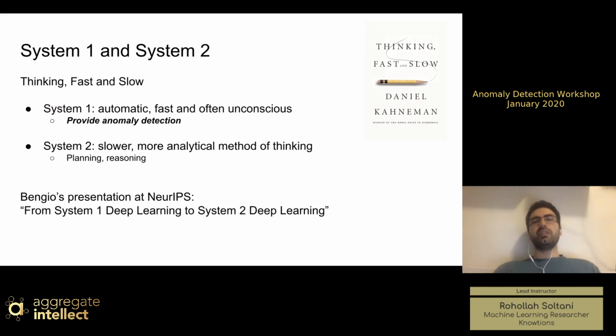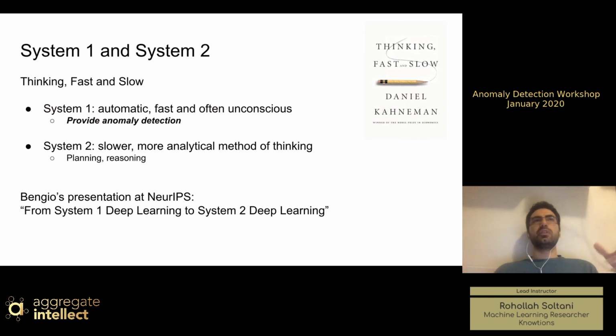And one of the reasons that I'm talking about system one and system two is that this year Bengio had a presentation at NeurIPS, which was super interesting. He was talking about going from system one deep learning to system two deep learning. His idea was that most of the things we are doing in machine learning are similar to system one, which means given input data, we are trying to map it to maybe a label. It's just prediction or detection or all those things.